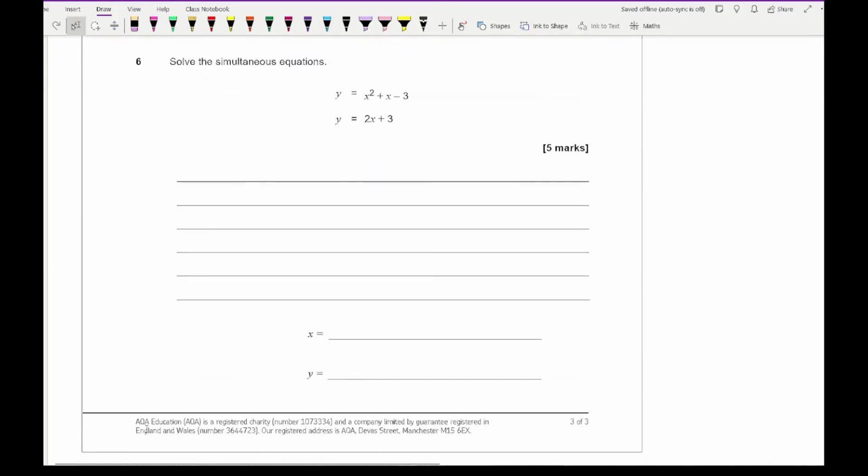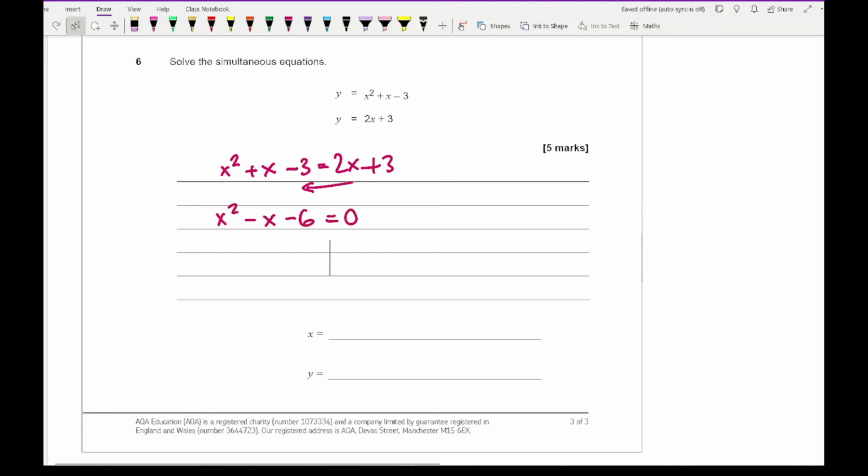Then moving on to question 6, this is involving simultaneous equations where we've got one linear, one quadratic. So here what we need to do is, as they're both equal to y, make the two equations equal to each other. So I've got x squared plus x minus 3 equals 2x plus 3. Then let's make it look like a quadratic, so you take all of this over to the side, so I end up with x squared minus x minus 6 equals 0.